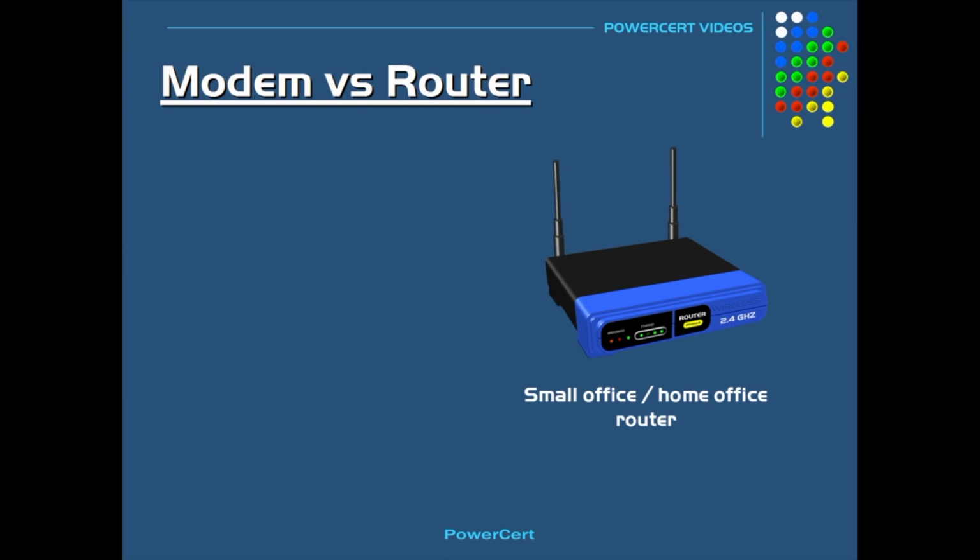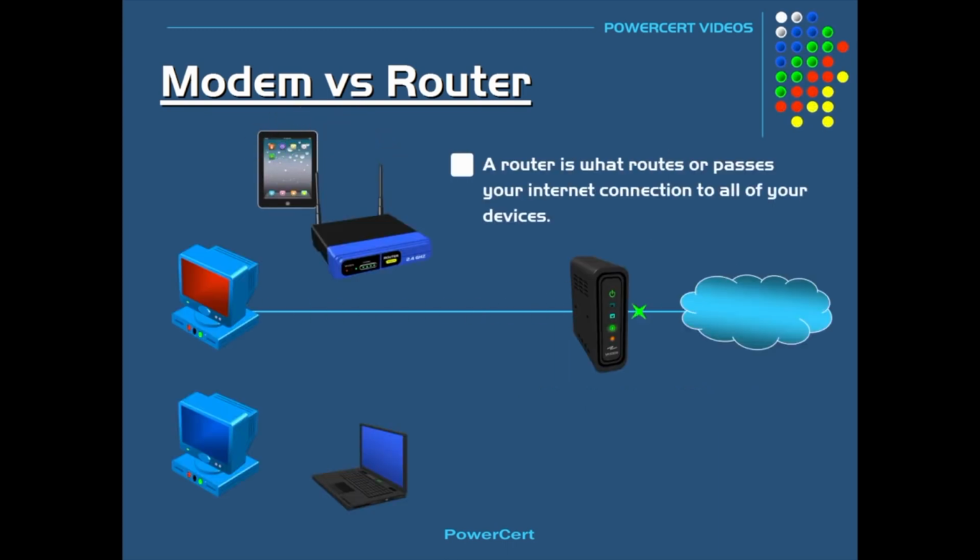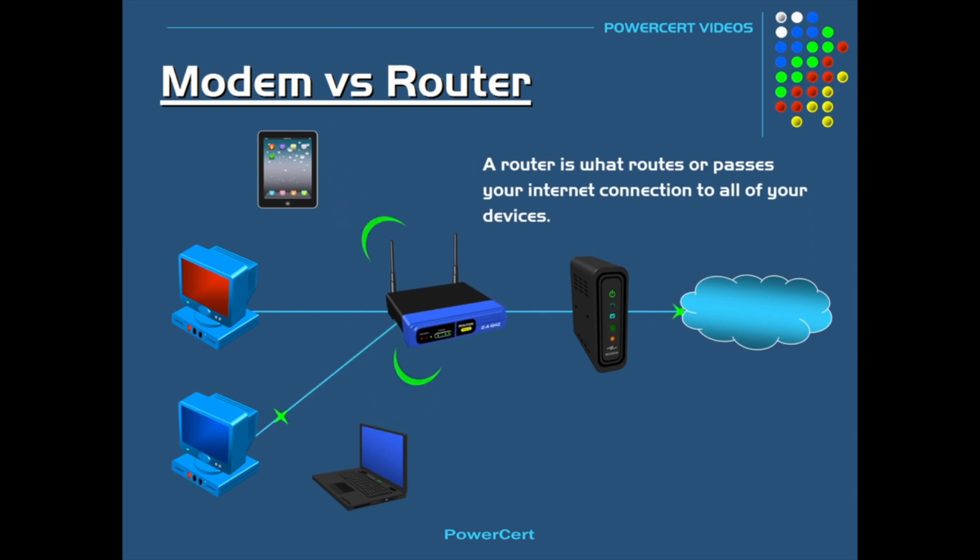Now, a router is what routes or passes your internet connection to all of your devices in your home or business. It directs it to all of your computers, tablets, phones, and so on, so that those devices can access the internet. A typical small office, home office router like this one here will have a built-in switch with multiple ports so that you can connect multiple devices using an Ethernet cable connection. And it also functions as a wireless access point so that wireless devices such as tablets and laptops can have internet access.